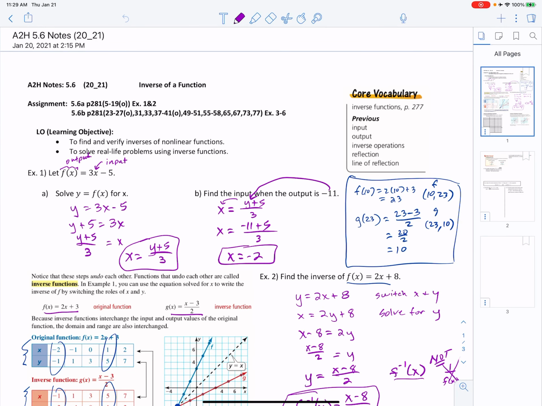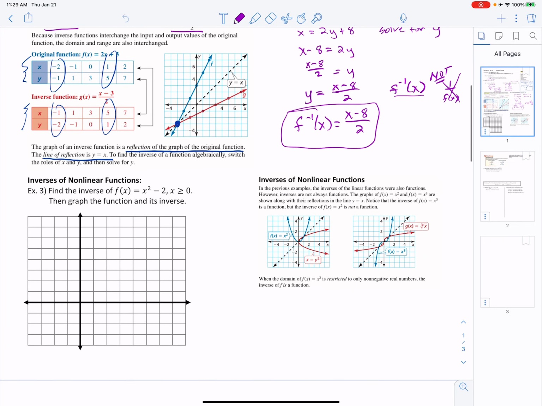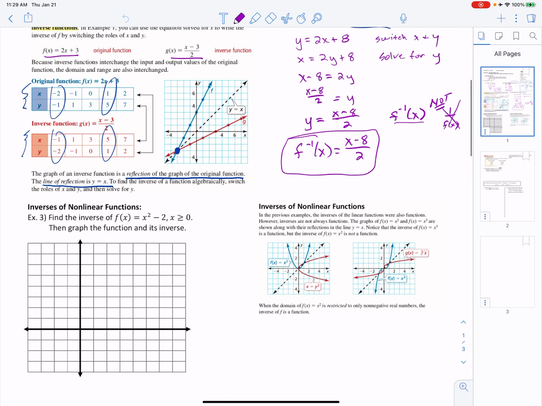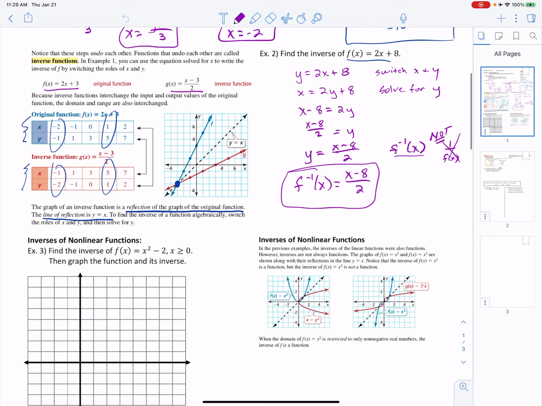Algebra 2 Honors, 5.6b, examples 3 through 6. We already had another video on examples 1 and 2, so let's drop down here. The first inverse that we did, in example 2, was the inverse of a linear function. And so we want to move to inverses of nonlinear functions.